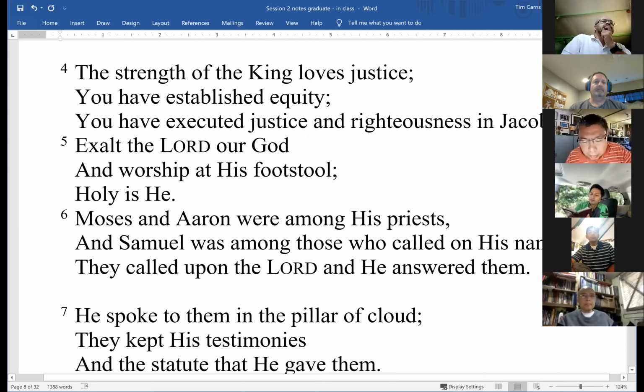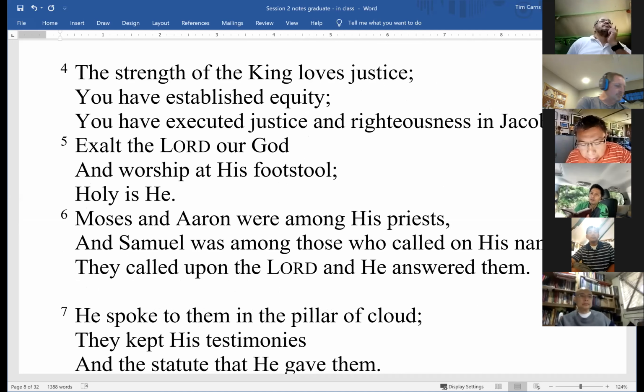The strength of the king loves justice. You have established equity. You have executed justice and righteousness in Jacob. Exalt the Lord our God and worship at his footstool. He is holy. Moses, Aaron were among his priests, and Samuel was among those who called on his name. They called upon the Lord, and he answered them.